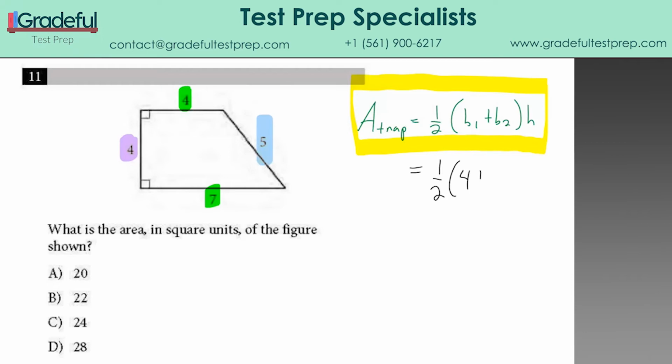1/2, 4 plus 7 times 4. And so the 1/2 times 4 becomes a 2. And we have 4 plus 7, which is 11. And our answer is 22. And the answer for 11 is B.